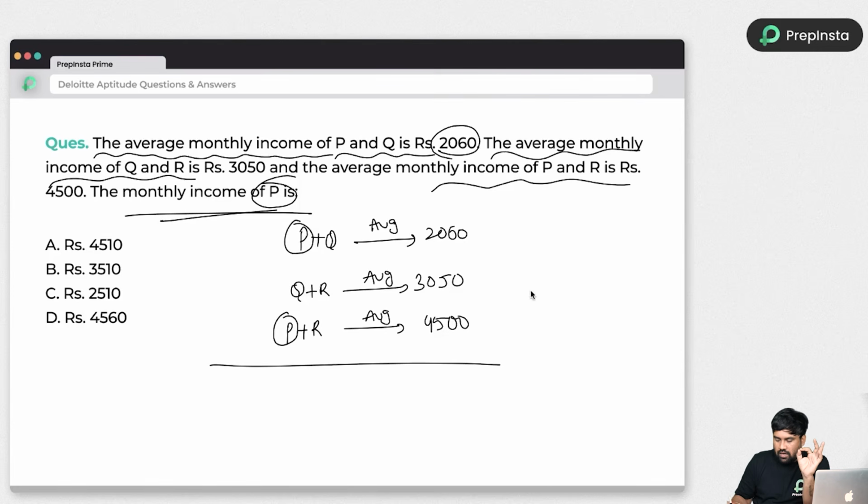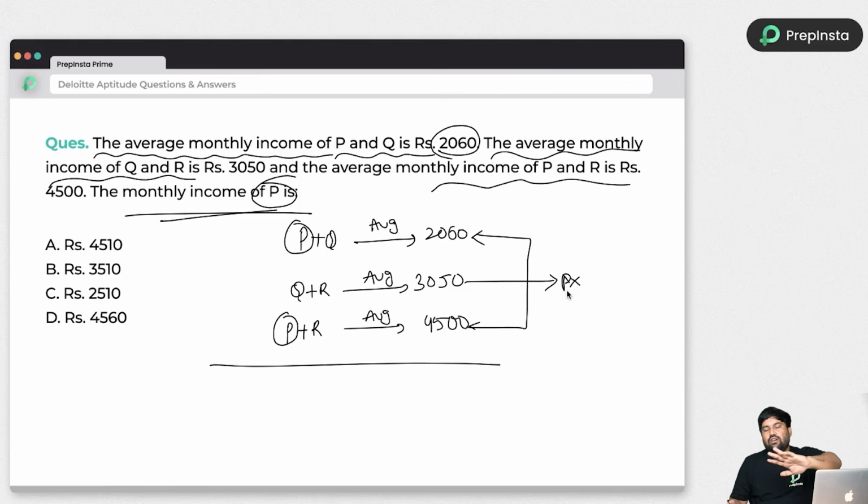So wherever the P, add those two values and subtract the where P is not there, and you will get the answer. This is the ultimate shortcut for this type of questions. See, very simple. Even I will do the calculation in a bit silly way also.